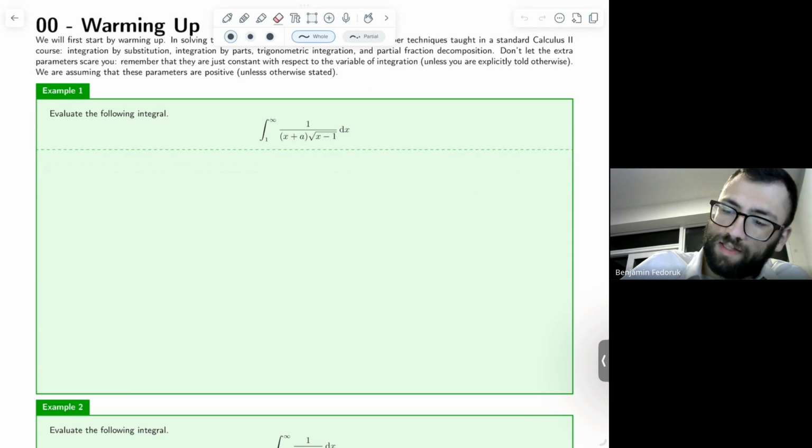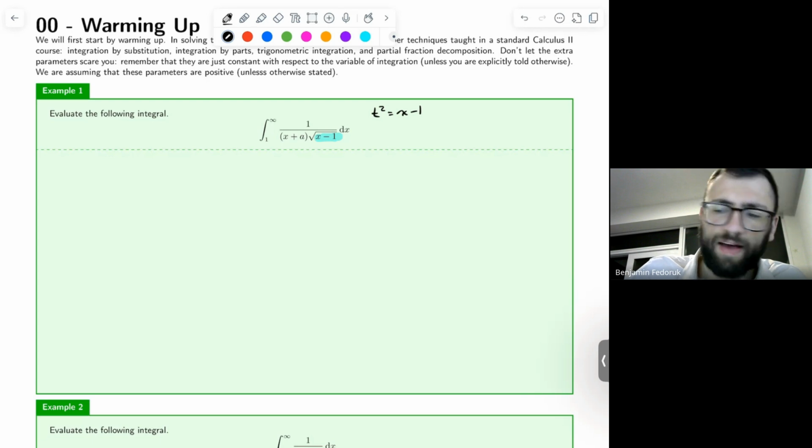What I'm noticing is that we've got this x minus 1 inside of a root. So I'm actually going to set t squared equal to x minus 1. And yeah, we can do that. It doesn't have to be a function of one variable or the other explicitly. Now this is a function of x, but it doesn't have to be that direct. You can play with these manipulations in any way you want. So what this means is that 2t times dt is equal to dx, which is quite nice.